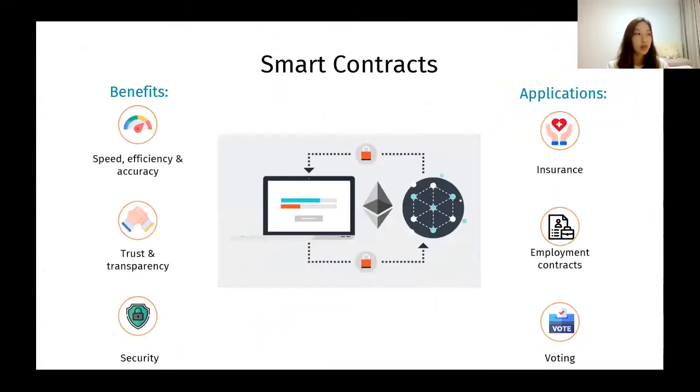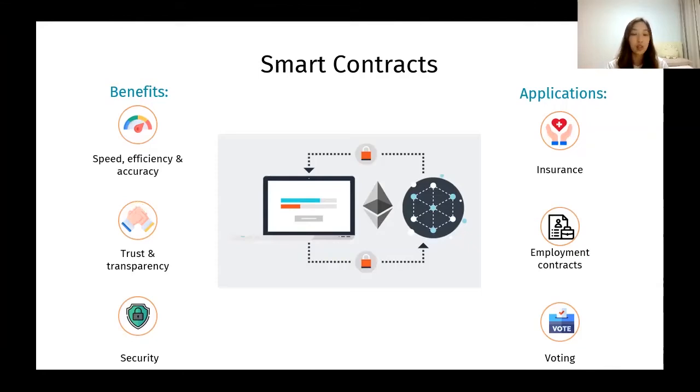So let's look at some benefits and applications of smart contracts. So for the benefits, firstly, we have speed, efficiency, and accuracy. So once a condition is met, the contract is executed immediately. And because smart contracts are digital and automated, there's no paperwork to process and no time spent reconciling errors that often result from manually filling in documents. Secondly, trust and transparency. Because there's no third party involved, and because encrypted records of transactions are shared across participants, there's no need to question whether information has been altered for personal benefit.